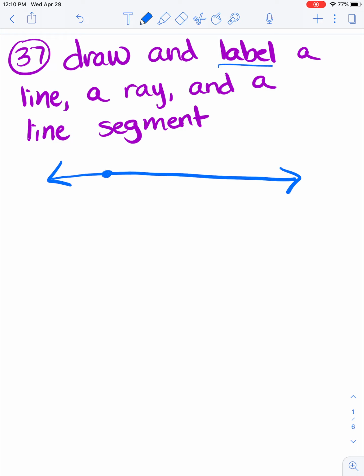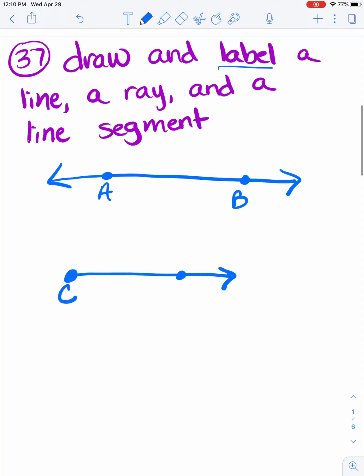Now, it says to label it. So when you have a line, you can label anywhere in between those arrows, and you can label anything you want. I'm going to do A and B. So this is line AB. If I'm going to do a ray, think of a ray of sunshine. Here is my sun. There is my ray. Again, you can label it anywhere within those arrows. So I'm going to say C and D.